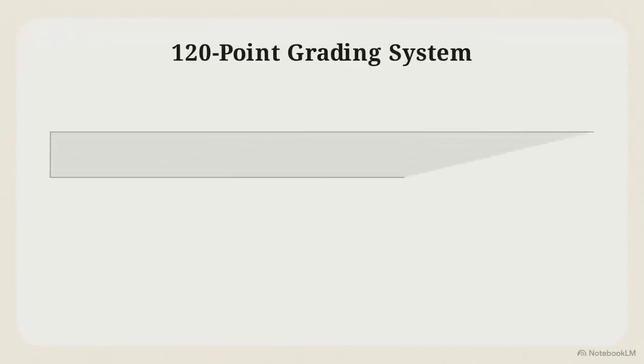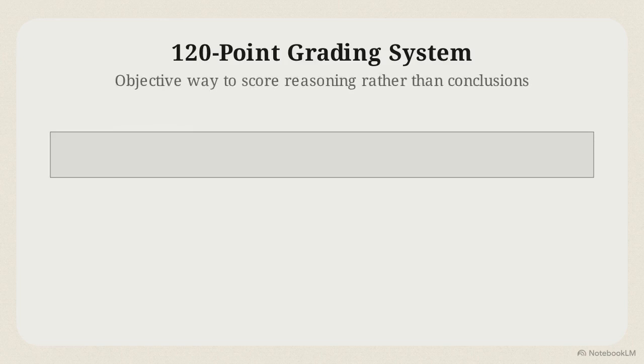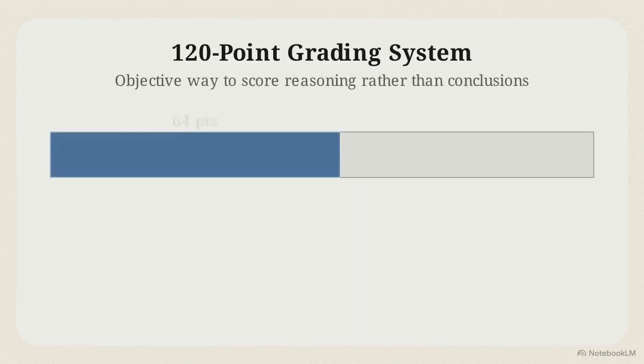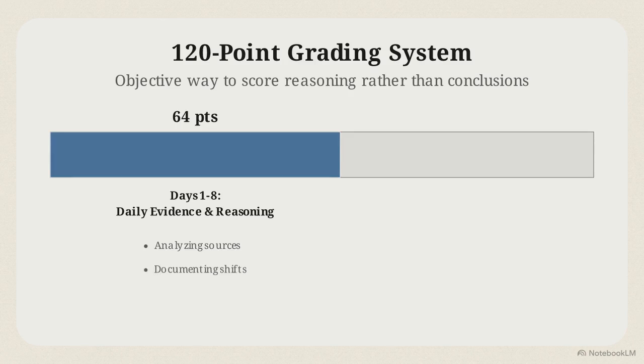This chart shows the 120-point grading system used to evaluate the entire simulation. This is an objective way to score reasoning rather than conclusions. 64 points are awarded for daily evidence and reasoning across days 1 through 8. Students earn this by analyzing sources and documenting why they held or changed their positions.